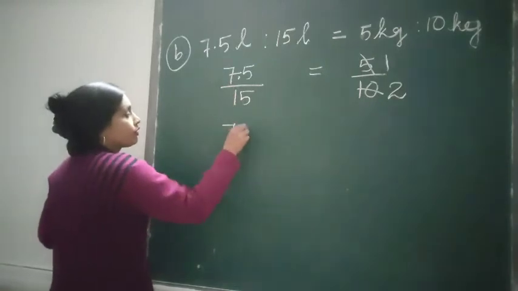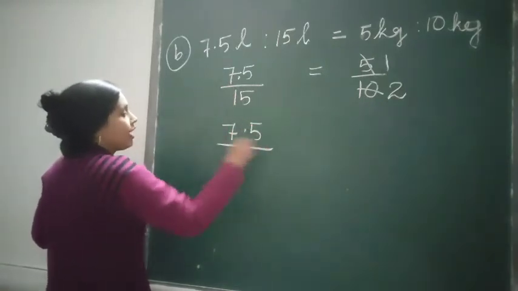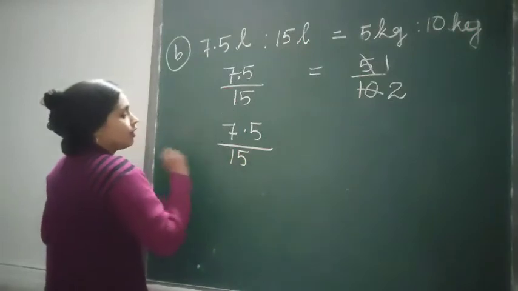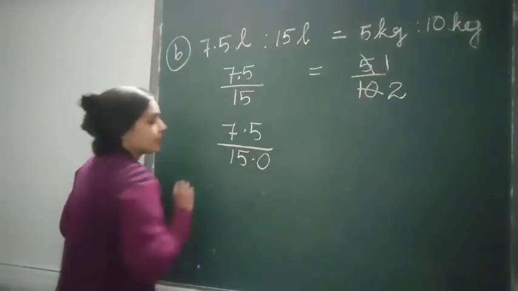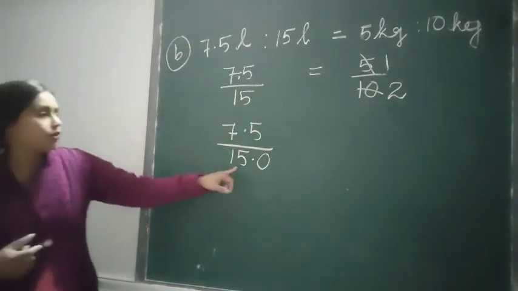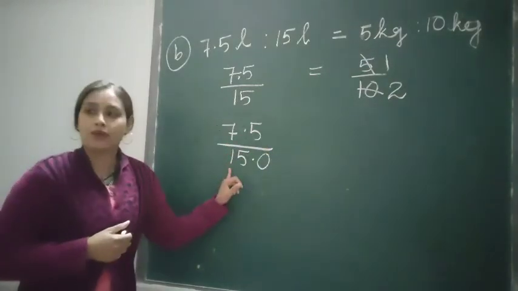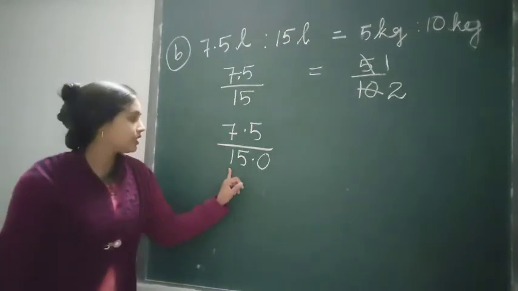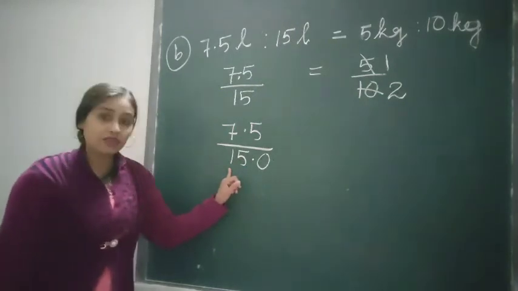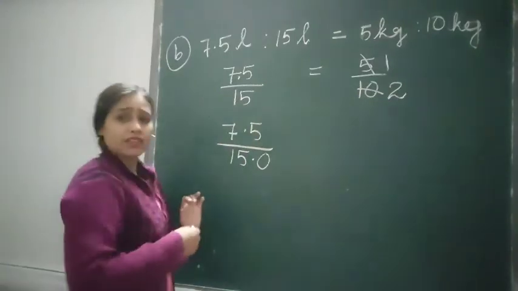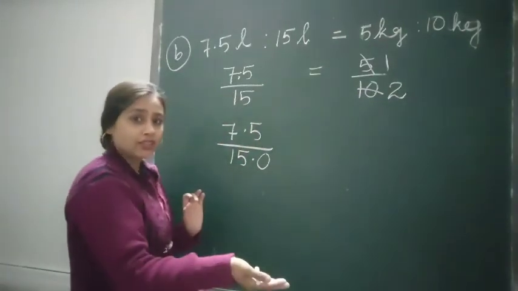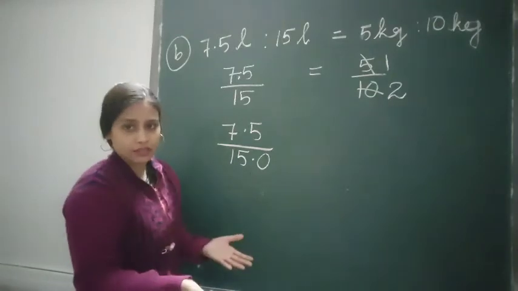So 7.5, and this is what? 15. 15 can be written as 15.0 also. So 7.5 upon 15.0. Now what to do, children? Now we have to shift the decimal. Which side? To the right side. Why to the right side? To remove the decimal, right?